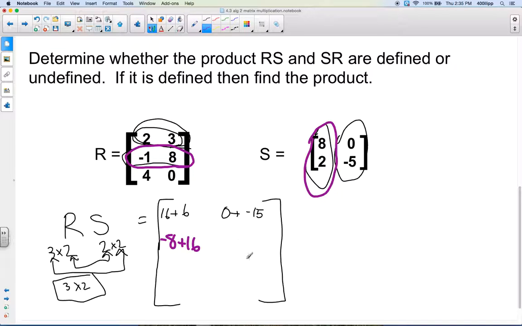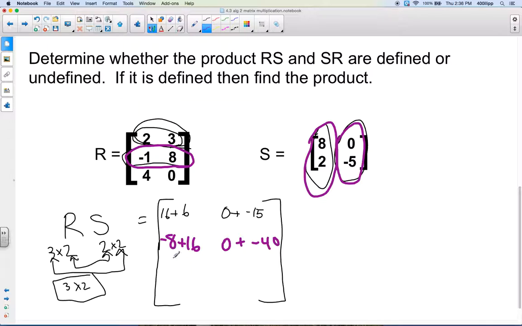Second row, you can look at the position it's in to know what you're multiplying. This is in the second row and the second column, right? So I'm going to multiply the second row and the second column. I got negative 1 times 0 is 0. 8 times negative 5 is a negative 40. Okay, moving on there.